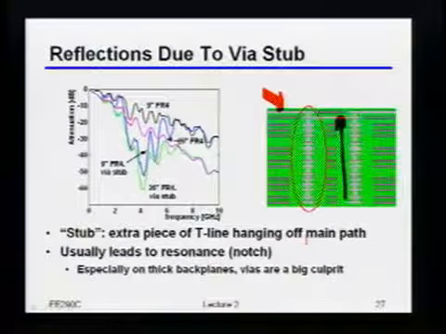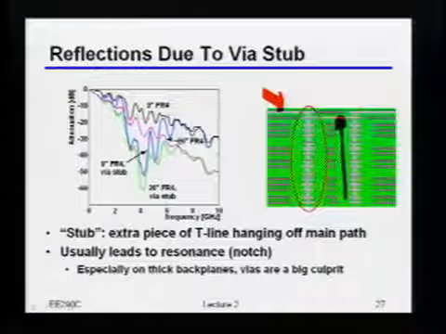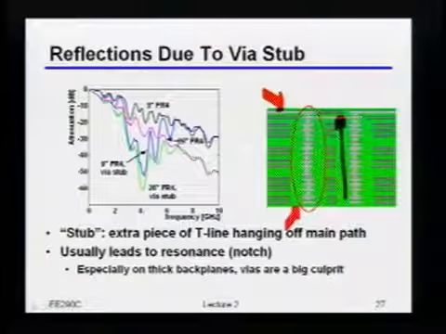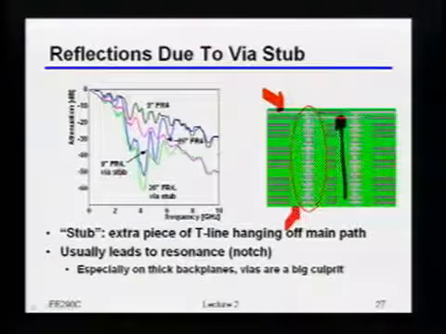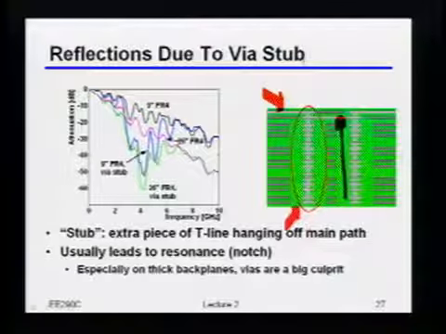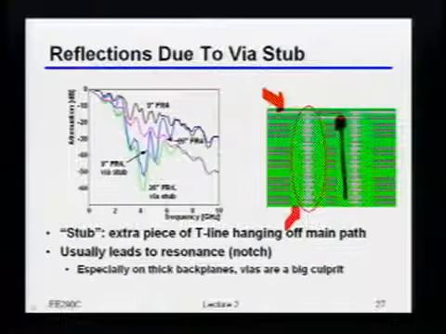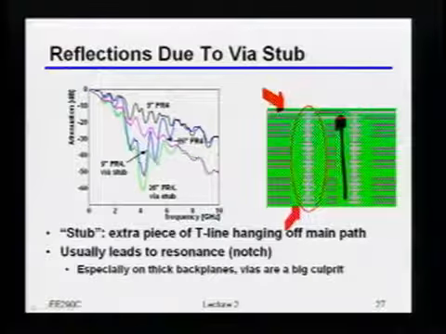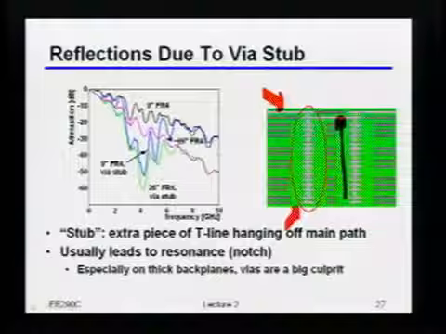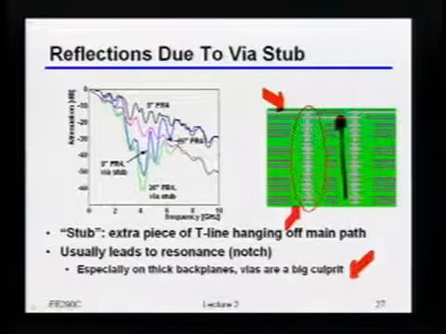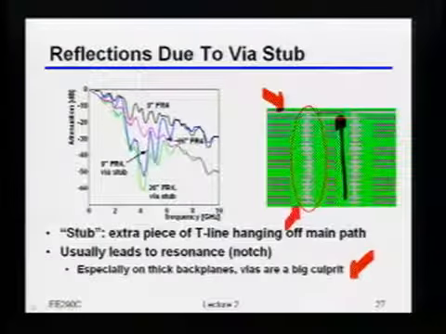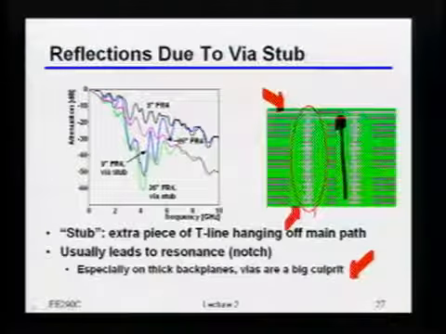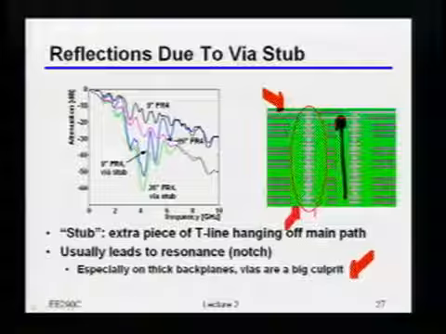So what usually ends up happening when you see these things is that in the frequency domain, you get a notch like this. That happens because the signal goes down that stub, reflects off of the open circuit, and comes back. And if you happen to hit the frequency at which that's a 180-degree phase shift, guess what? You get a notch, okay? So especially on thick backplanes, this is a pretty big culprit, right? Because the thicker your backplane is, the longer that via stub is going to be.